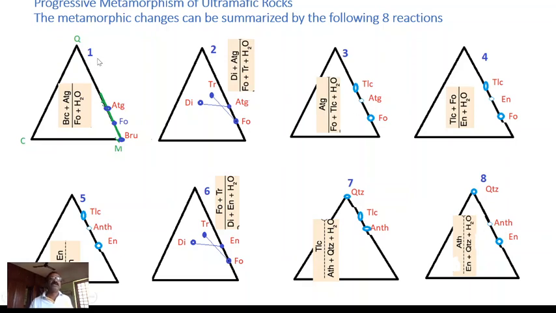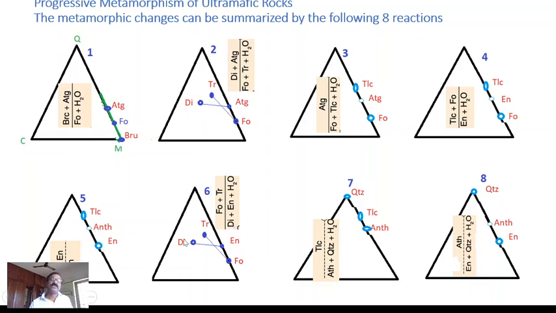Let me repeat. The number one reaction is brucite plus antigorite gives forsterite. Second one is diopside plus antigorite gives forsterite plus tremolite. Here tremolite is appearing, so it is representing a lower amphibolite facies. Third one is antigorite dissociating to form forsterite and talc. And fourth one is talc plus forsterite gives enstatite. The fifth reaction is talc and enstatite producing anthophyllite.